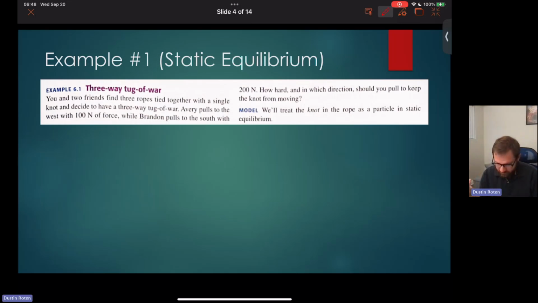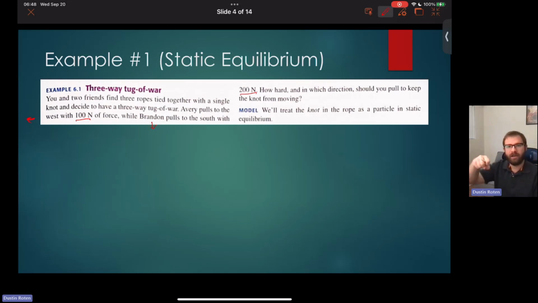So you and two friends find 3 ropes tied together with a single knot and decide to have a 3-way tug of war. Sorry, Avery pulls to the west with 100 newtons, while Brandon pulls to the south with 200 newtons. How hard and in which direction should you pull to keep the knot from moving?